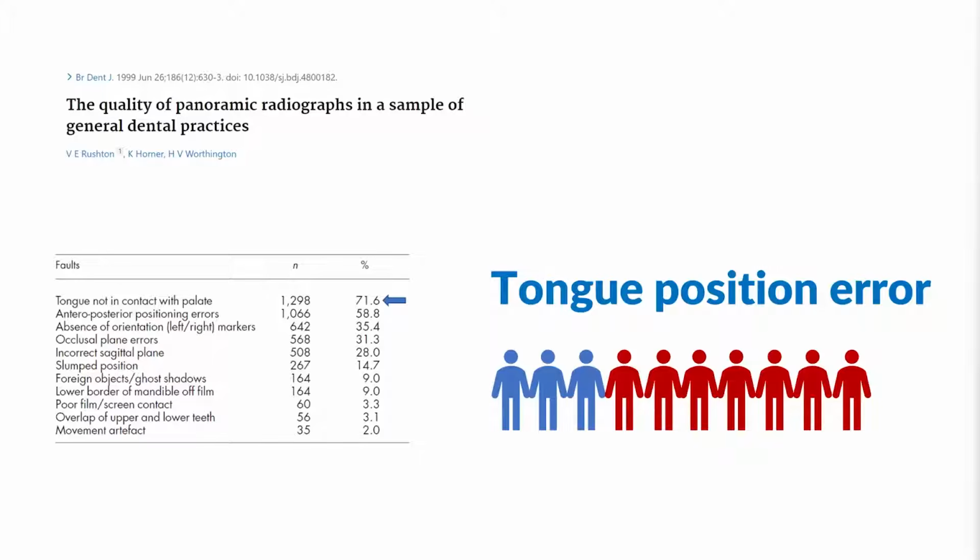This study shows about 71% of panoramic radiographs had tongue positioning errors. So this is 7 out of 10. So if a dental office has taken panoramic radiographs on 10 patients, there is a good chance that 7 of these 10 patients ended up with faulty radiographs. That's not very good news.